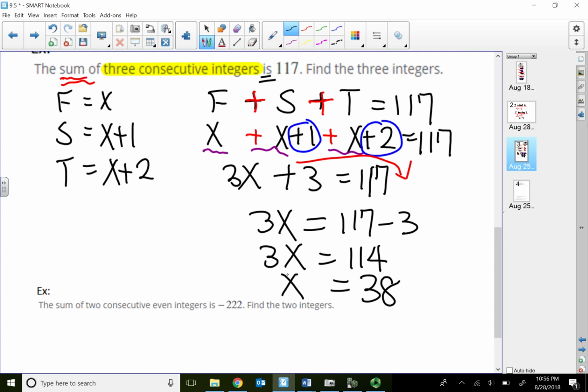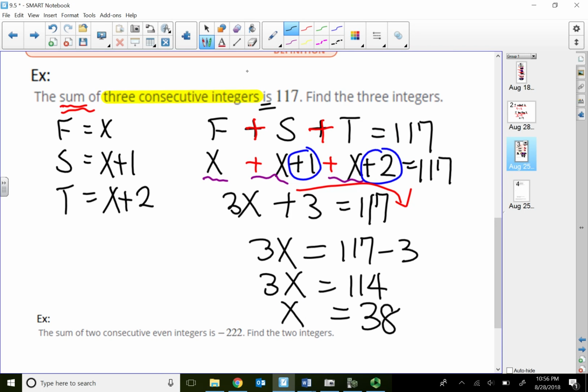But think about it: what does x represent in this word problem? x represents the first integer. That's why I wrote this down initially, so I know who represents what. So my first integer is 38. The next consecutive integer is simply plus 1. That will be 39. The one after that has to be 40. So these three consecutive integers are your answer.